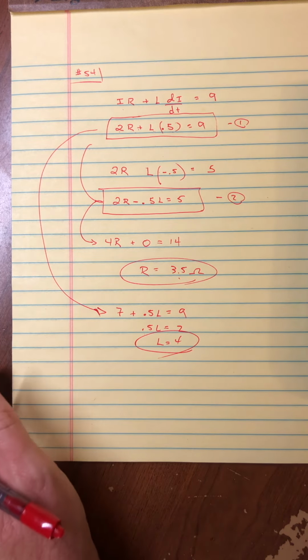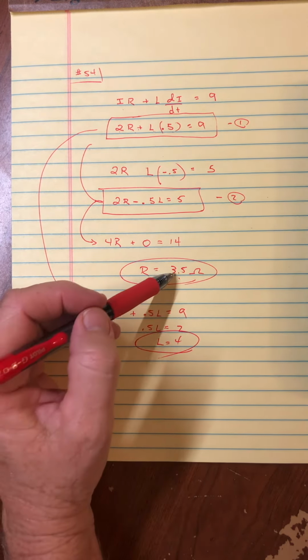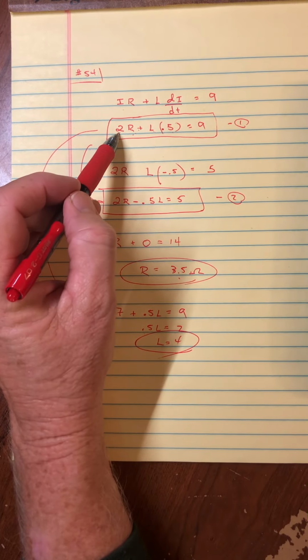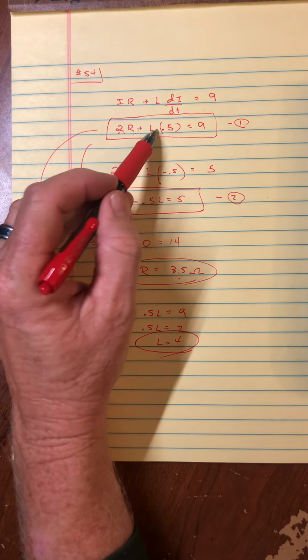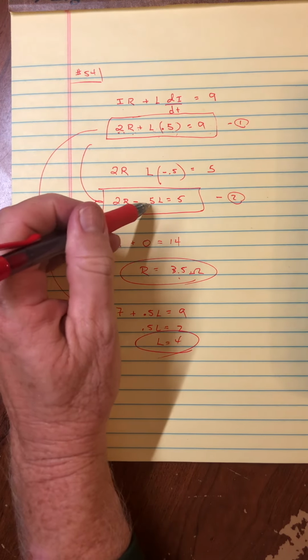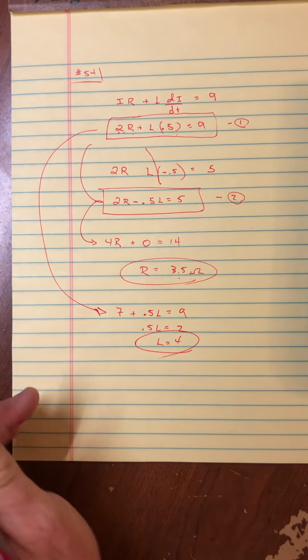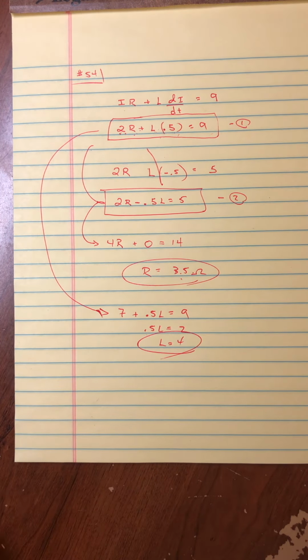So this should work then. Maybe I'll just double check: 3.5 times 2 is 7, and then half of 4 is 2, that makes a 9, and then over here we've got 7 minus 2, which is 5. Yep, perfect. And so there's our L and our R.